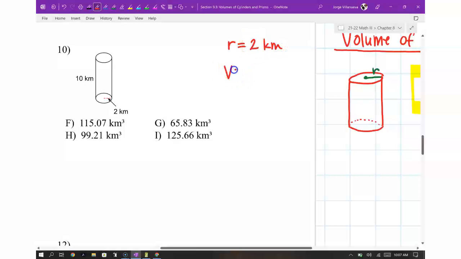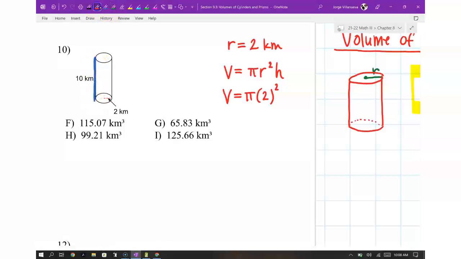So volume equals pi r squared h. Volume equals pi, r is 2 squared. What's my height? 10, right? It's this thing right here. So 2 squared is 4. 4 times 10, that's 40 pi. Now, I'm not going to do a lot of these problems for you because I'm going to show you both sets all at once. If the instructions tell you to leave your answer in terms of pi, then you leave it like this. That's how you would leave it if they want it in terms of pi.